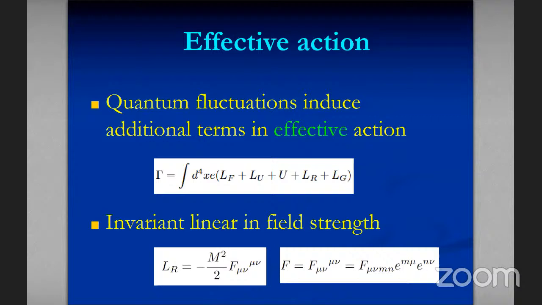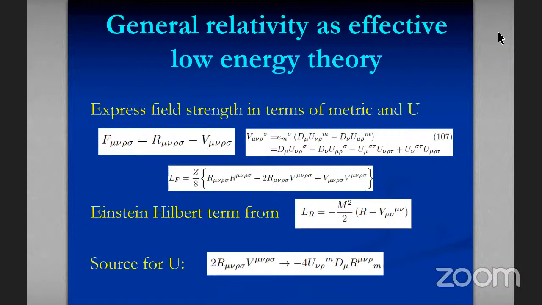We have already seen general relativity is the limit where this U tensor, this covariant derivative of the Vierbein, vanishes. Now we can be a bit more accurate. We can just insert in the effective action the relation for the field strength as a difference between the curvature tensor and this covariant derivative of U. And we do the same for the Einstein-Hilbert term.